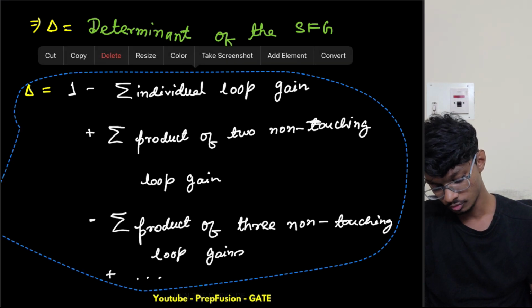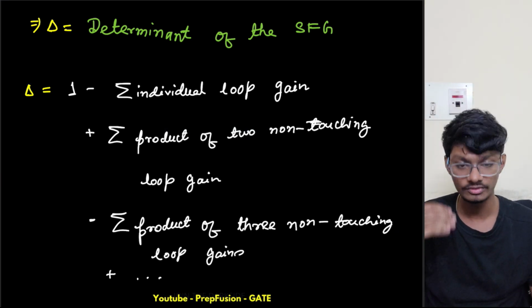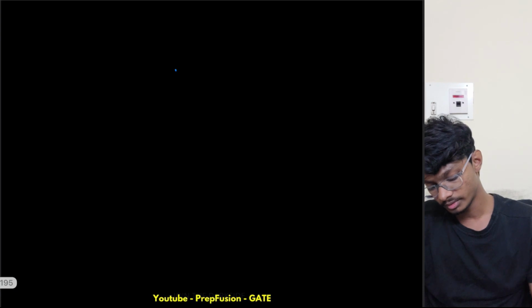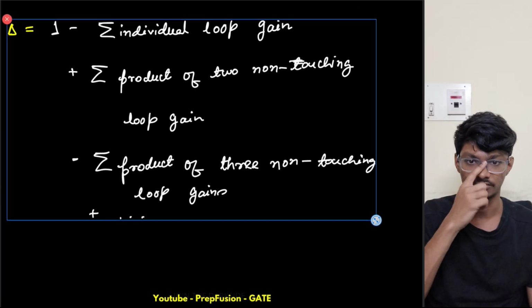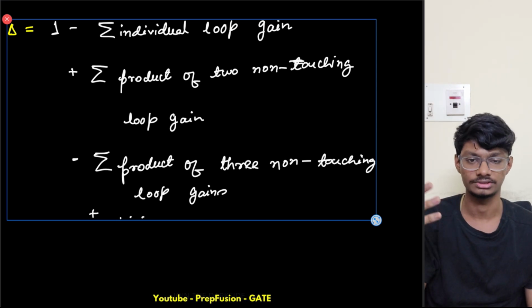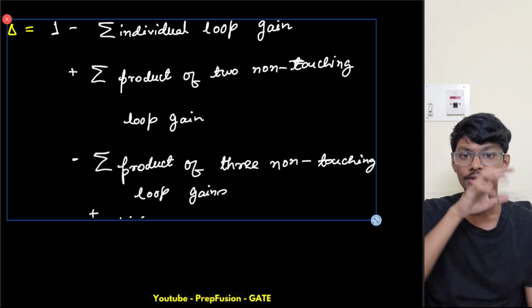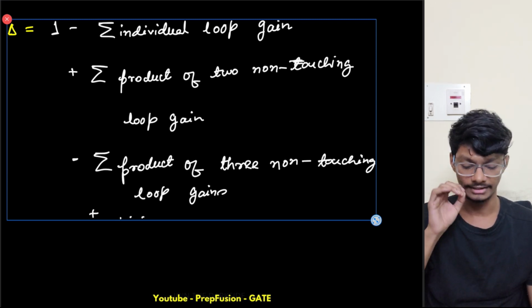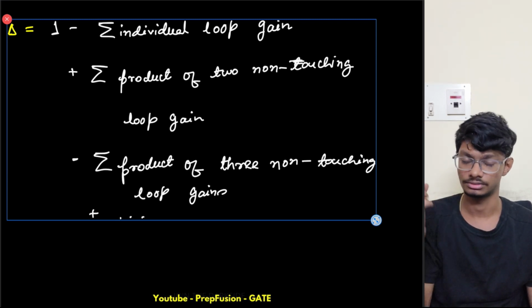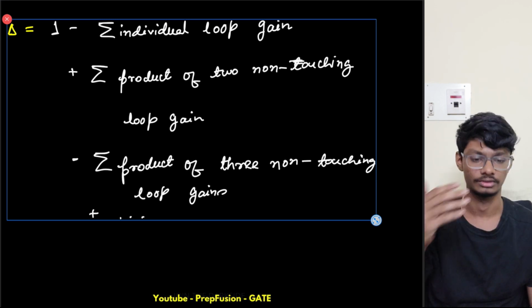Instead of individual loop gains, it will be isolated, individual isolated loop gains. What do I mean by isolated? Isolated means if I remove the forward path for that particular path that I am searching for, then how many loops are present after removing the forward path? That is what we mean by isolated. We will do an example and there we will understand.